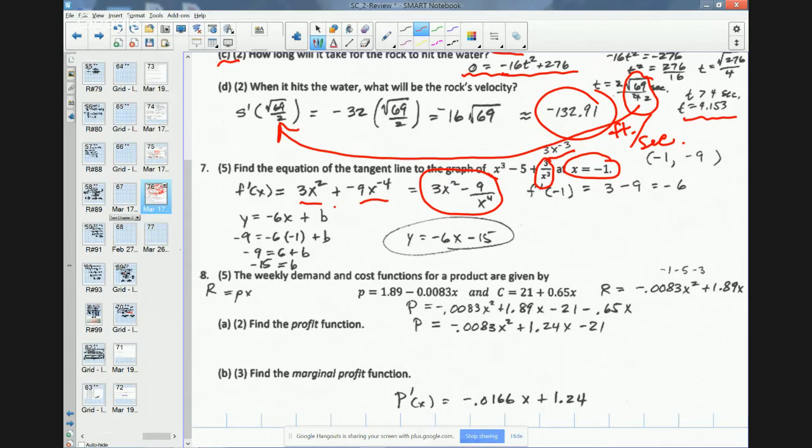Okay, so now at x equals -1, what's our slope? So what's f prime at -1? You'll see that written over here. So just take your equation and plug away. What's -1 squared? 1. 1 times 3 is 3. What's -1 to the 4th power? 1. And -9 over 1 is -9. 3 minus 9. So there's our slope.